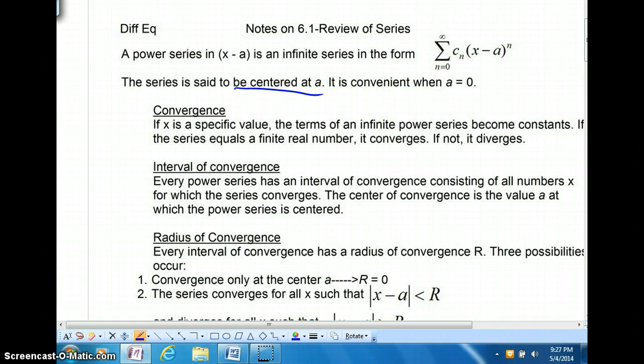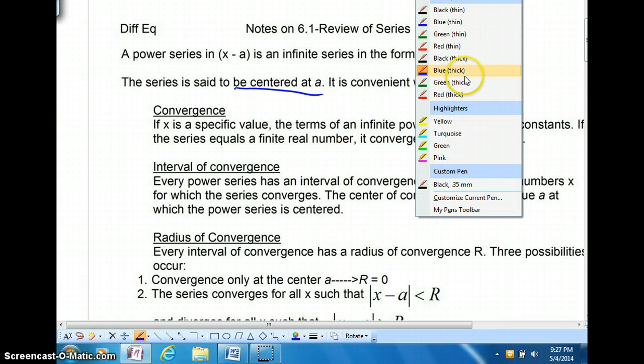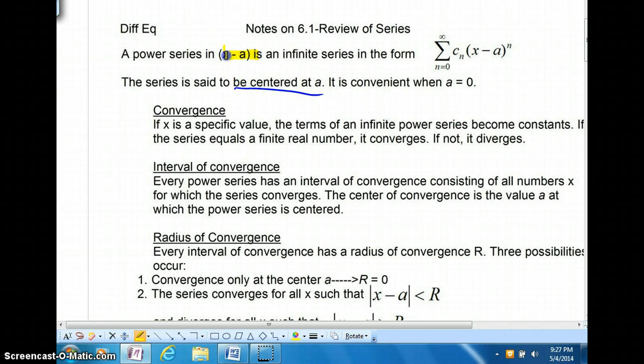A power series in the form of x minus a, which we're going to call a Taylor series, is an infinite series when we are summing from n equals 0 to infinity of some arbitrary constant c sub n times x minus a raised to the n. The series is said to be centered at a. When x is equal to a itself, that series would have trivial convergence. You can see every parentheses would collapse down to 0.